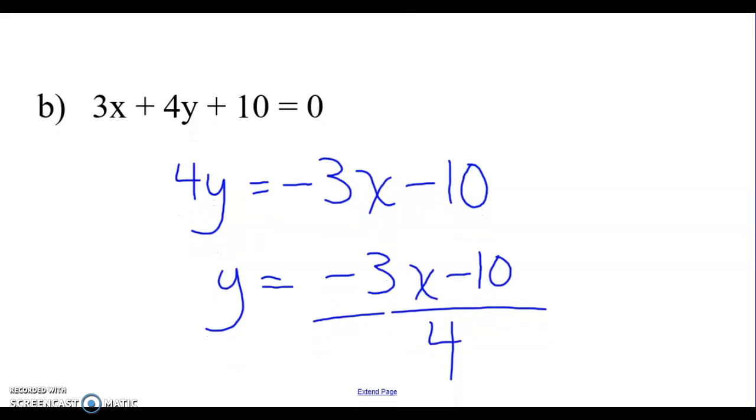Example B. I want to isolate for y. So this time I have to take the 3x, move it to the right-hand side, take the 10, move it to the right-hand side. So I'm left with 4y equals negative 3x minus 10. Now, to get rid of the 4, move it over to the other side, everything gets divided by 4. Again, I can divide individually negative 3x by 4, negative 10 by 4, or to make it cleaner, I can divide the entire numerator by 4.